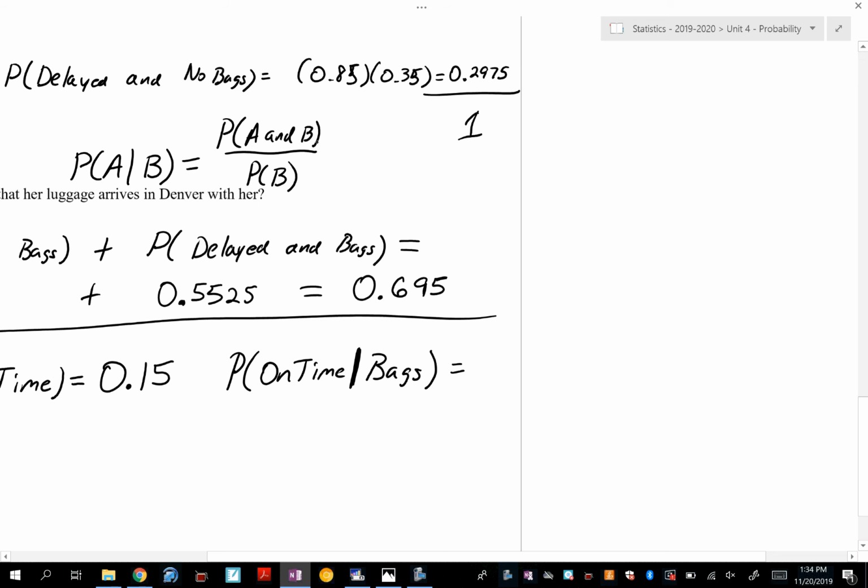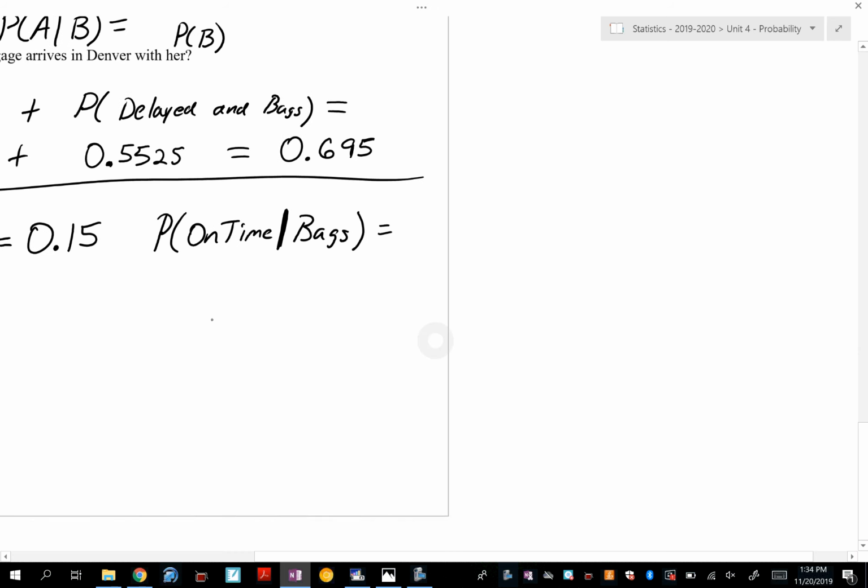It's rare, I know. It's a freebie. You still got to know it, right? You still got to figure out how to do it. But ultimately, I'm going to give you this formula. All right? So let's see if your brain can do this. What is my event A in this problem? On time, okay? What is my event B, my given? That she got her bags. Okay, so in the denominator, I'm going to put the probability she got her bags.